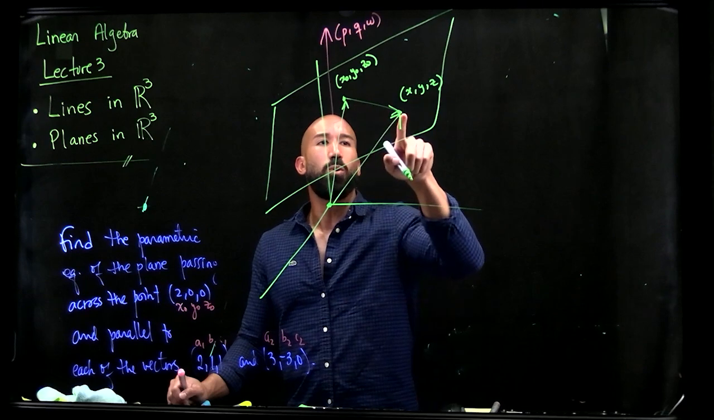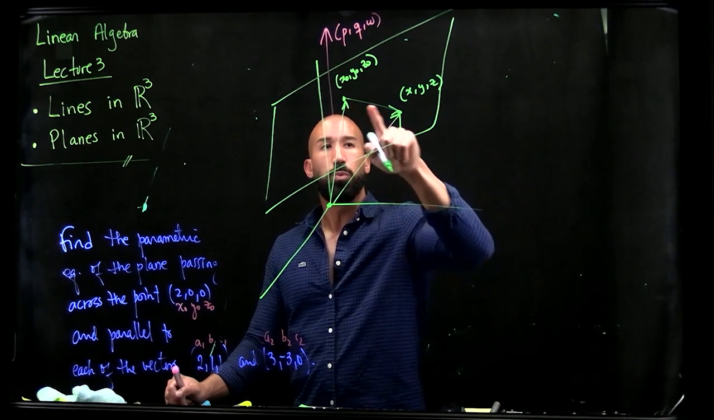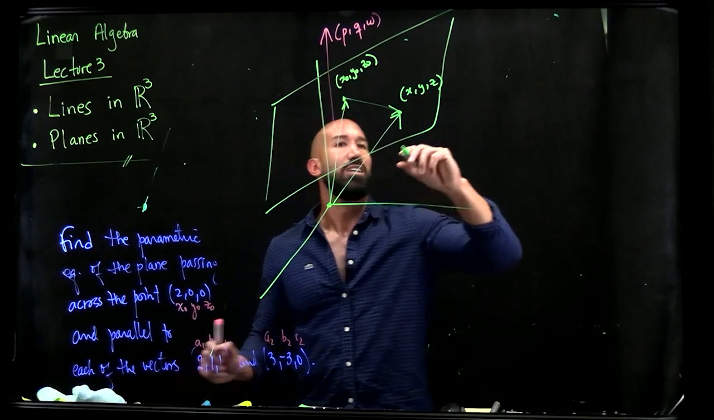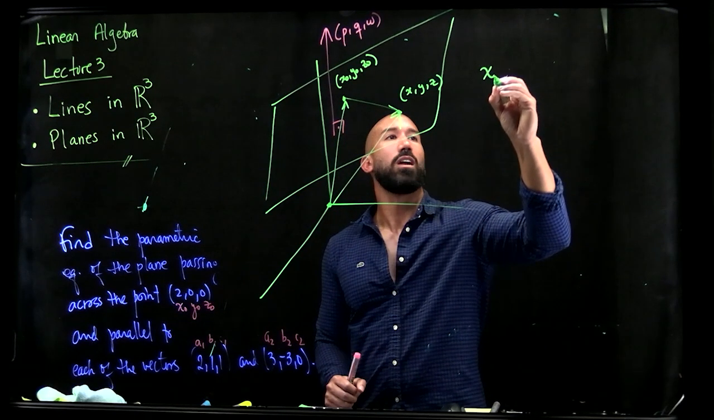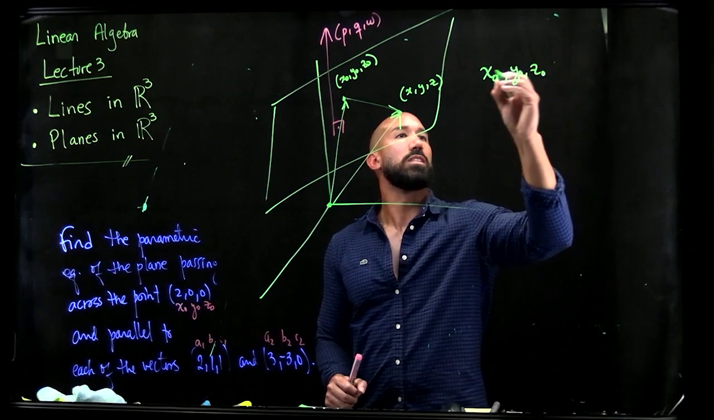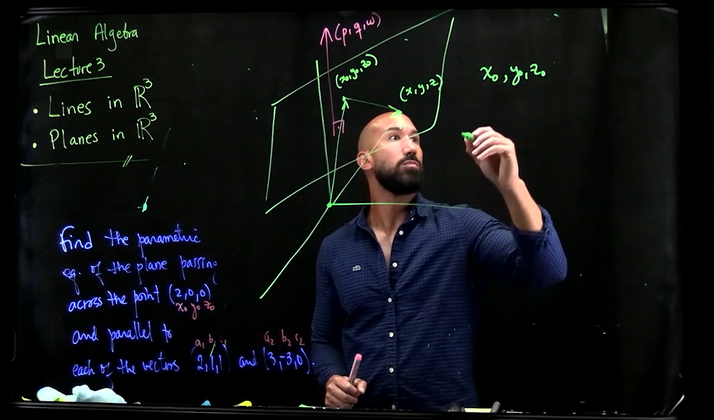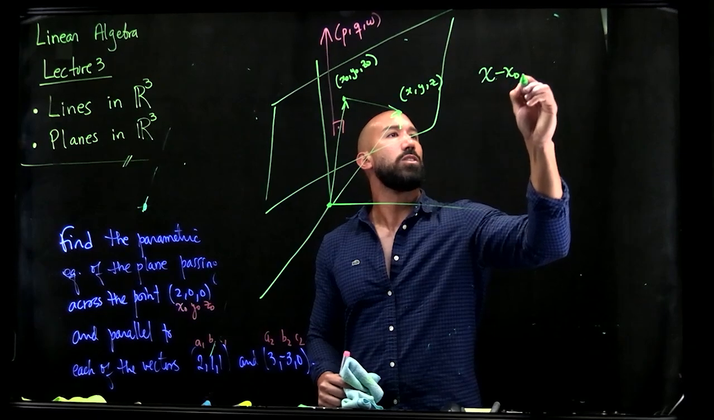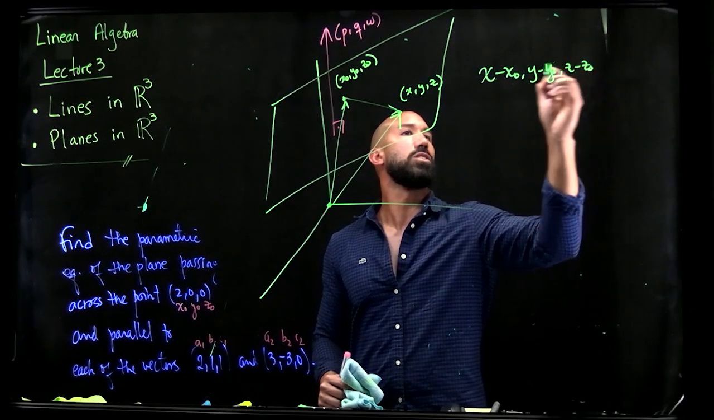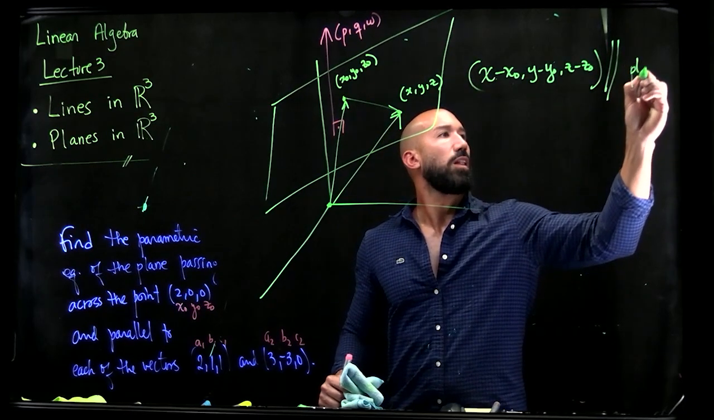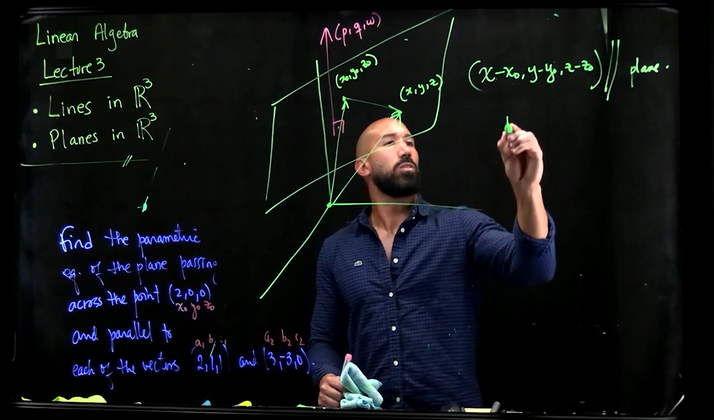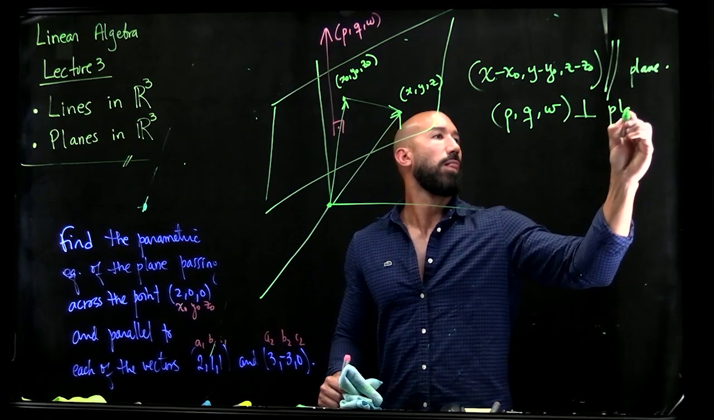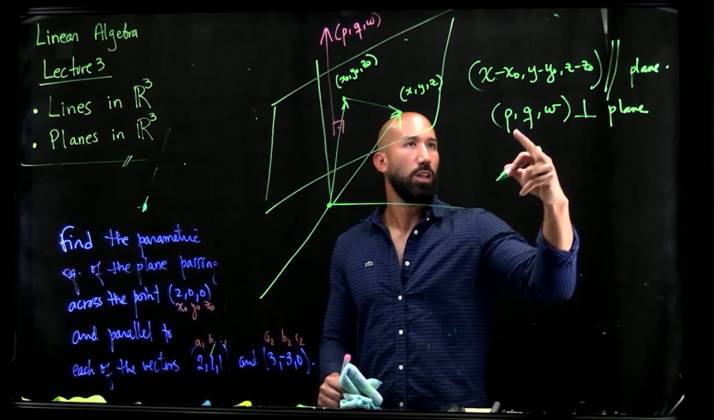Oh, but if these 2 points are on the plane, this vector is parallel to the plane, and so what we have is that the vector (x minus x0, y minus y0, z minus z0) is parallel to the plane, and the vector (p, q, w) is orthogonal to the plane. So these two are orthogonal as well.